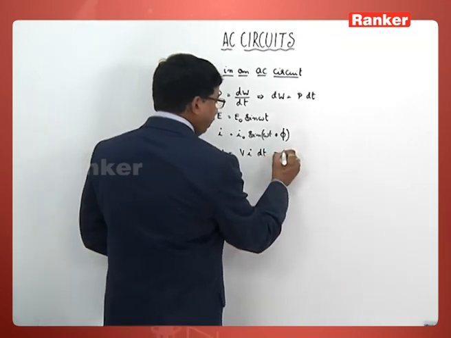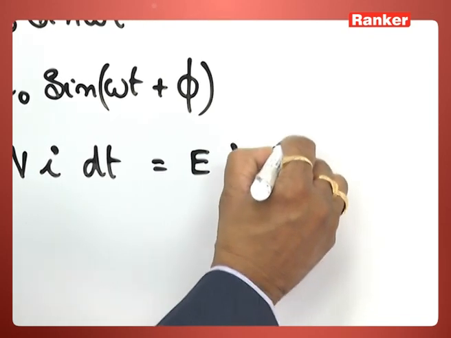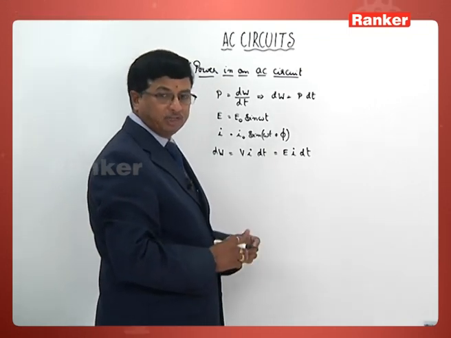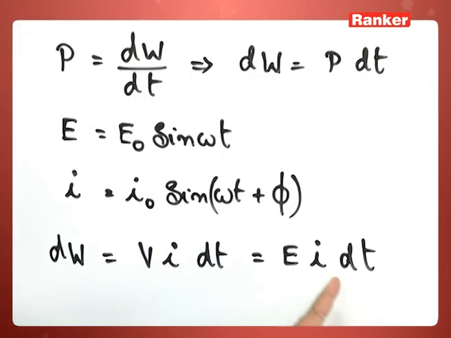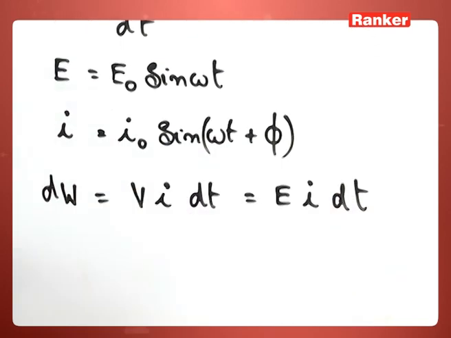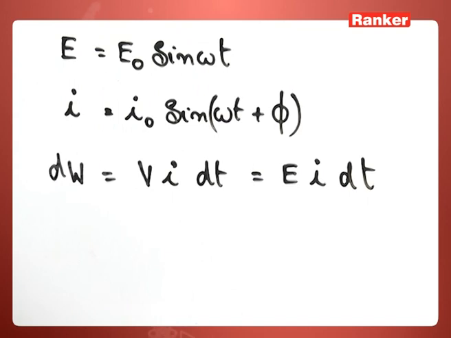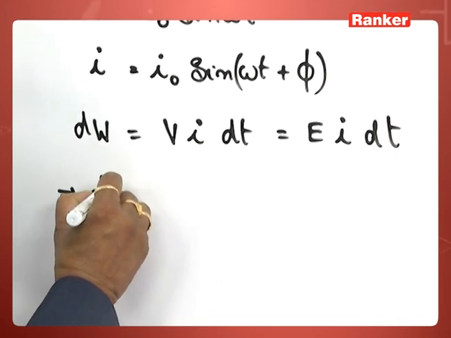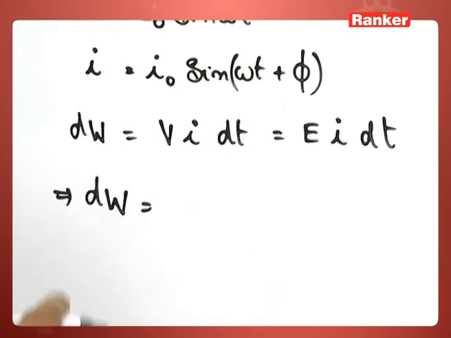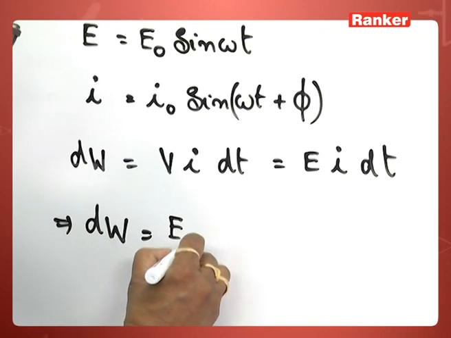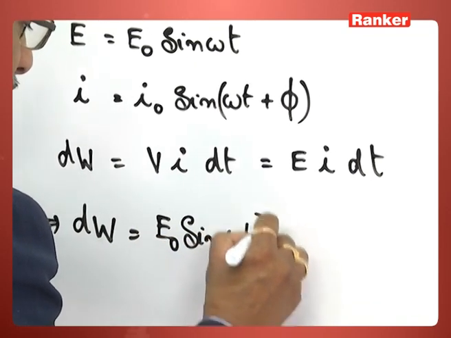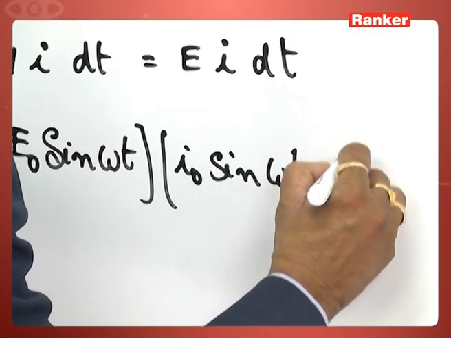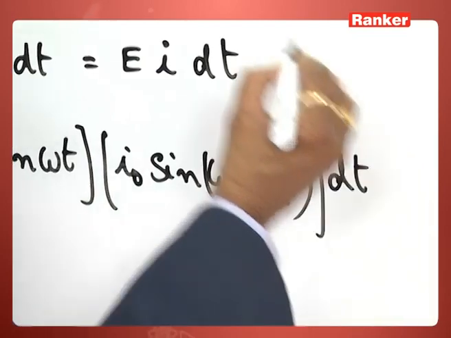That is the basic equation. But here we can rewrite the same as E into I into dt, E for EMF, I for current, and dt is the variation in time. Now, E into I into dt, but what is E? We have specified it here, and the value of I also we have specified. So, let us work out dW in terms of these two given equations. Let us write E naught sin omega t into I naught sin of omega t plus phi, and dt will be there.